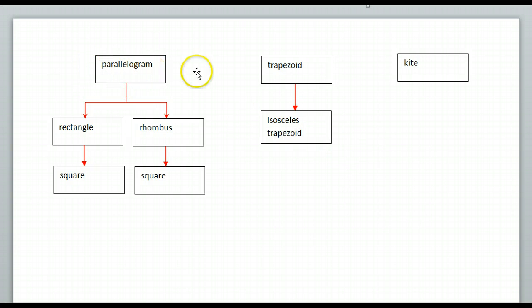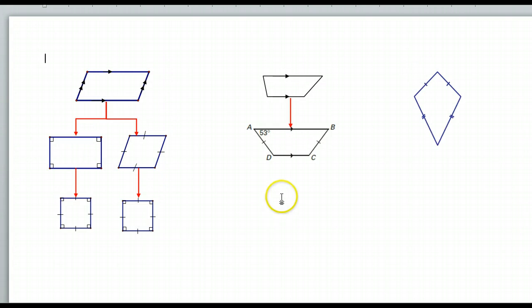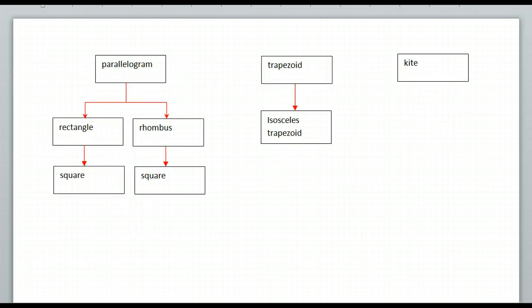But at first glance, I don't want you to think about all 7. I want you just to think about the top 3. Is it a parallelogram? Is it a trapezoid? Or is it a kite? That's it. Parallelogram, trapezoid, or kite. Okay, in diagram form, it's going to look like this. Is it a parallelogram? Is it a trapezoid? Or is it a kite? Okay, so let's take a look.